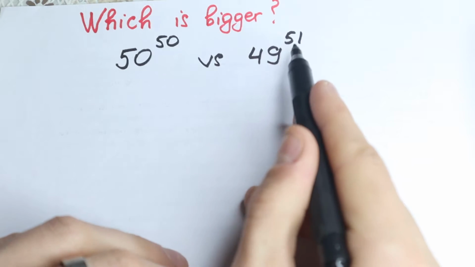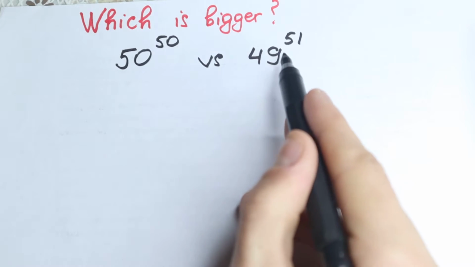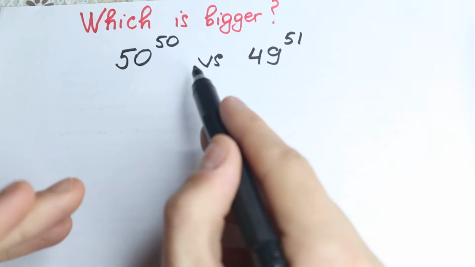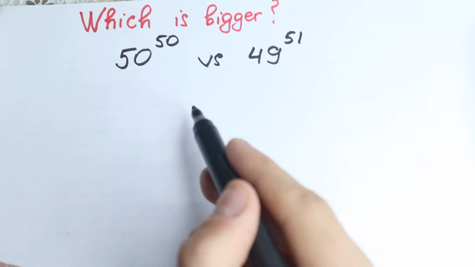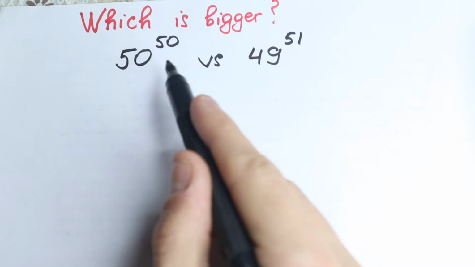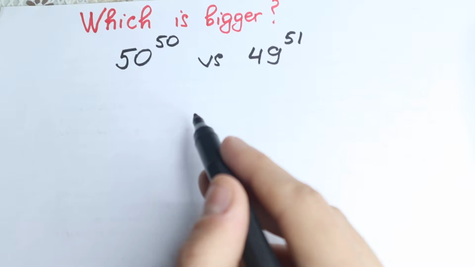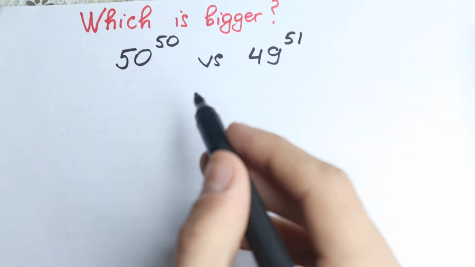Moreover, both numbers are odd, so it's really hard to factor them and compare. We need to solve it correctly with mathematical theorems and tricks. Maybe someone can compare this in their head right now, but we need to solve it correctly, step by step. In this video I'm going to show you a really great approach, a really great trick.